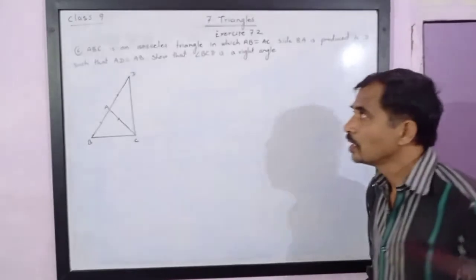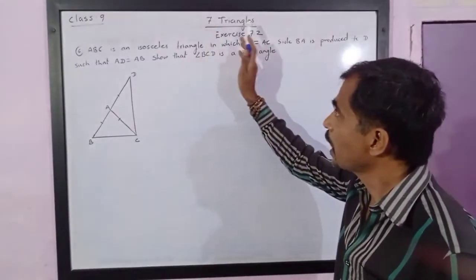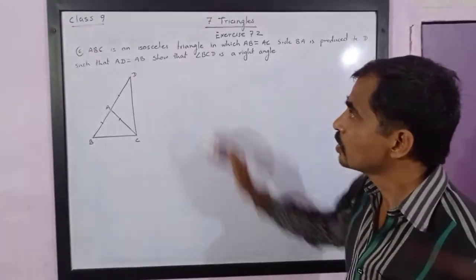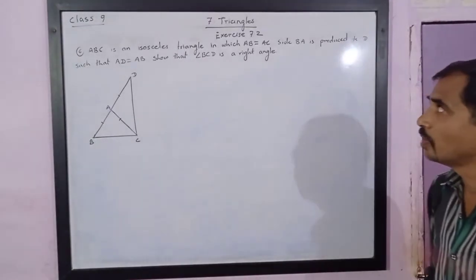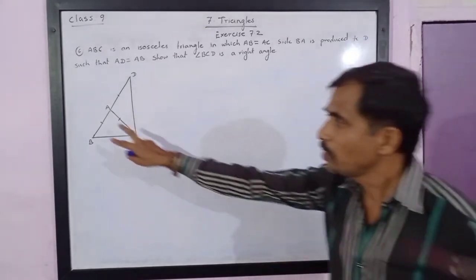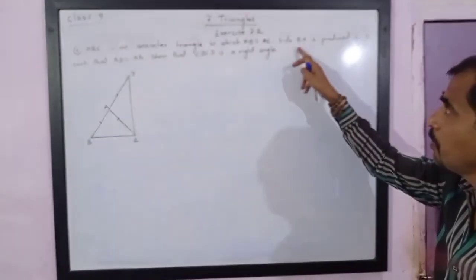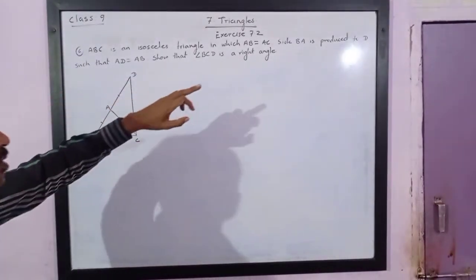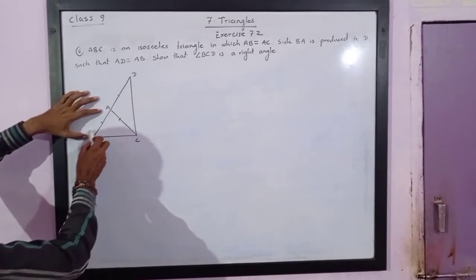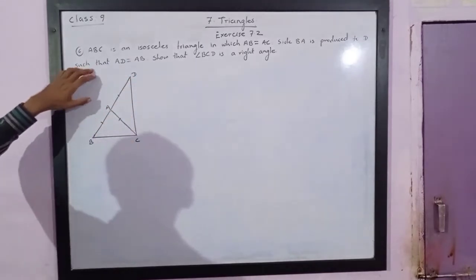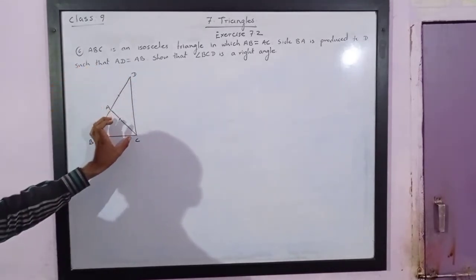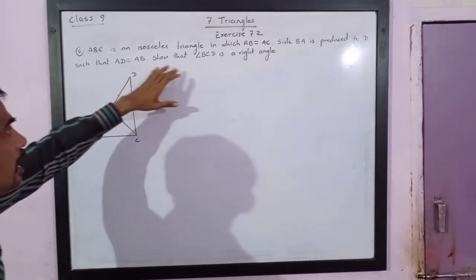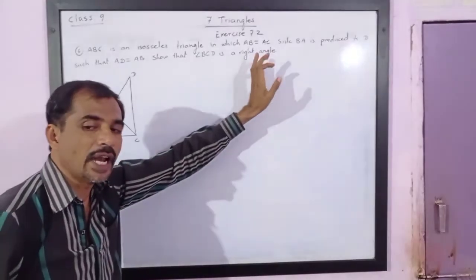Dear friends, in class 9 we are studying 7th chapter triangles, and in exercise 7.2 we have 6th question. ABC is an isosceles triangle in which AB is equal to AC. So we are given AB is equal to AC. Side BA is produced to D. So side BA is extended up to vertex D such that AD is equal to AB. Show that angle BCD is a right angle.